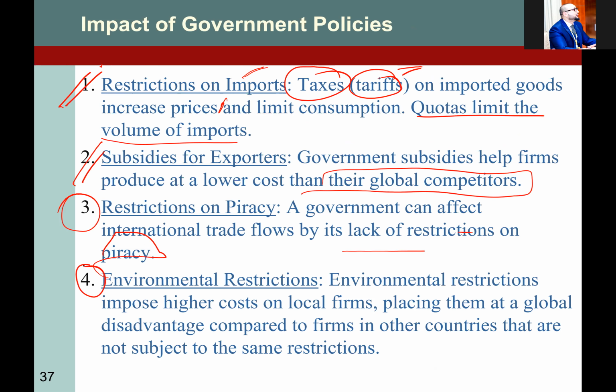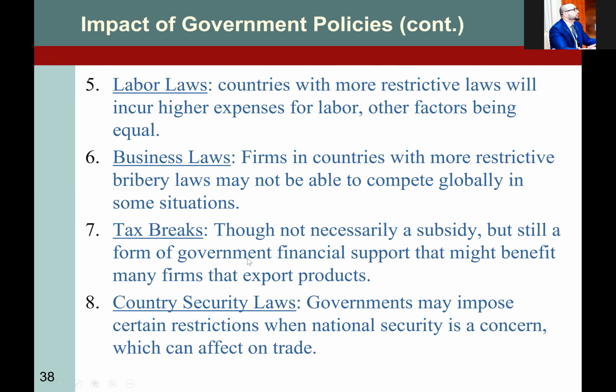Fourth one is environmental restrictions. The restrictions impose higher cost on local firms, placing them at a global disadvantage compared to firms in other countries where they don't have this kind of restrictions. So in that case, you are no more globally competitive. Your costs start rising, so your price starts rising. When your price starts rising, the importers see your price a little bit high, so they don't want to purchase from you. So your exports decrease.